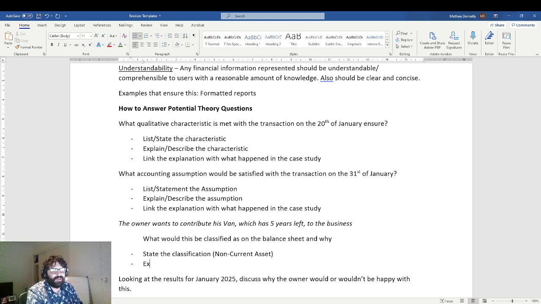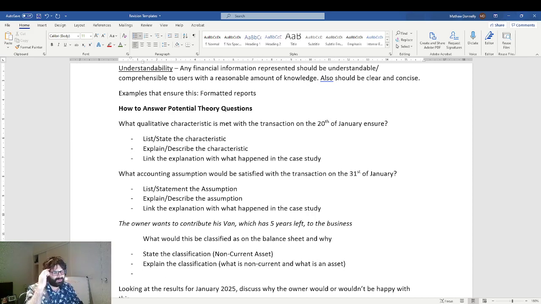Next, you explain the classification. So you would say what non-current is and what is an asset. So you would say what is both of these. That's how you would link that. And lastly, does anyone want to guess, using their brains, what it might be? Like everything else, it is link the explanation with what happened in the case study.